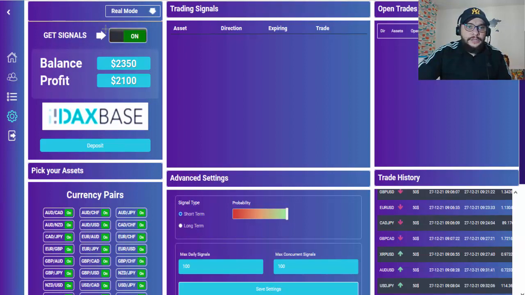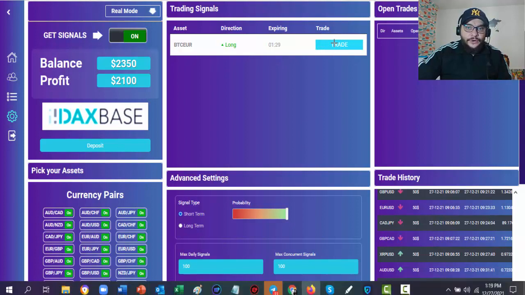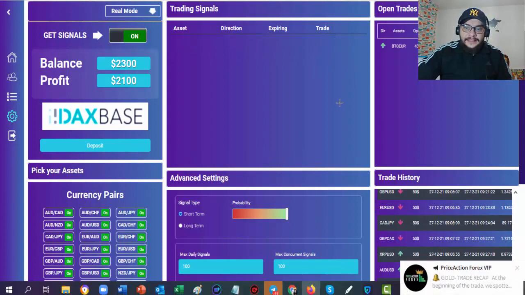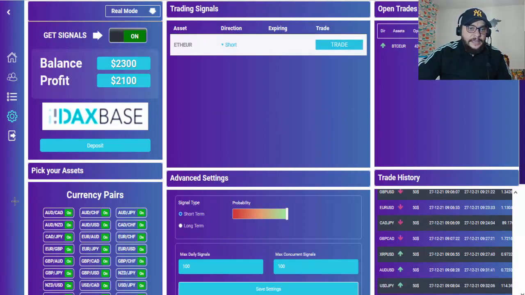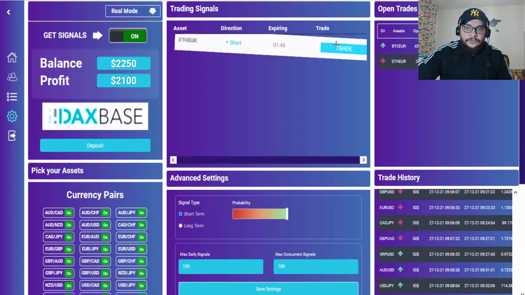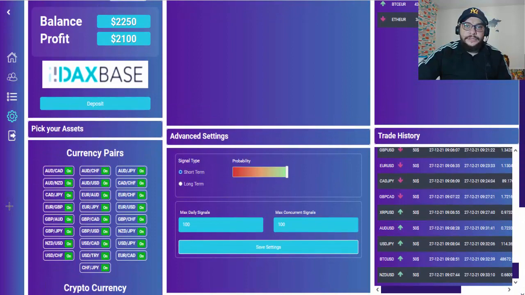Let's put this on. So get signals, put on, and you will see signals here in this trading signal box, and voila, that's it. The first one is Bitcoin Euro, and all you have to do is click on trade here, and that's it. And now we can see here the trade Bitcoin Euro in this trading box. Another one, Ethereum Euro. So we have more crypto signals in this second trading session.